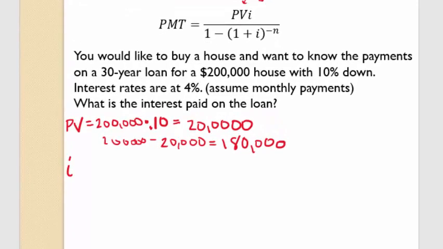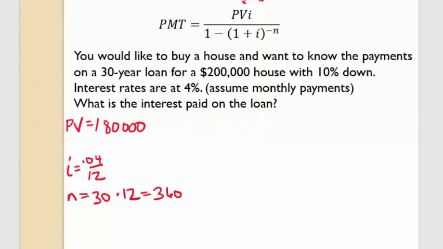I is equal to the rate, which is 0.04 divided by 12 because you're making monthly payments. And N is equal to the number of years, which is 30, times the number of payments per year, which is 12. So that's 360.